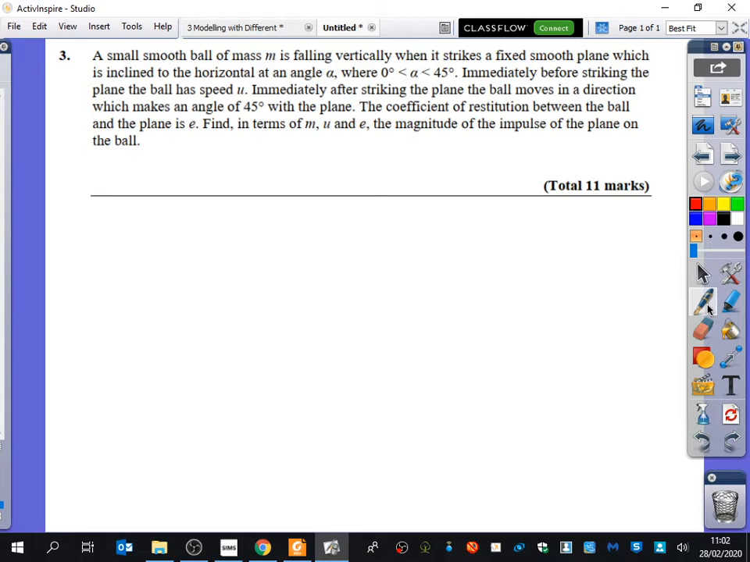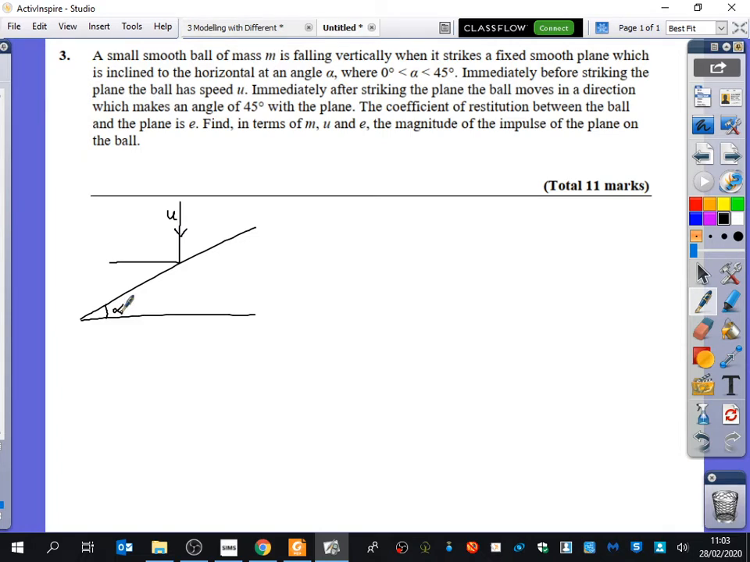A small smooth ball of mass m is falling vertically when it strikes a fixed smooth plane which is inclined to the horizontal at an angle alpha, where alpha is between 0 and 45 degrees. So I'm just going to draw that beginning stage of it. We've got a plane like this. It is falling vertically like this, and then we know it's going to bounce off in some other direction afterwards. Okay, so there it is falling vertically. Immediately before striking the plane, the ball has speed u.